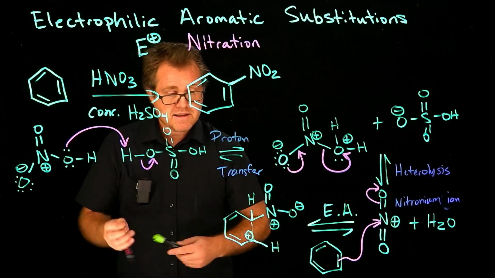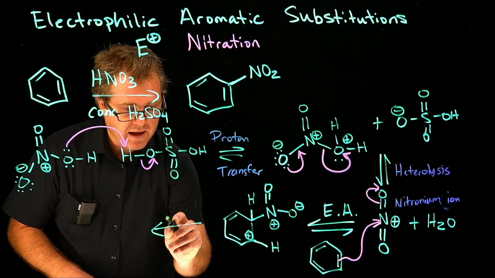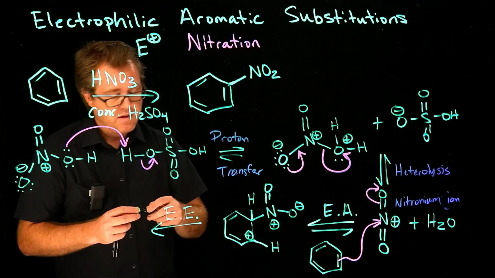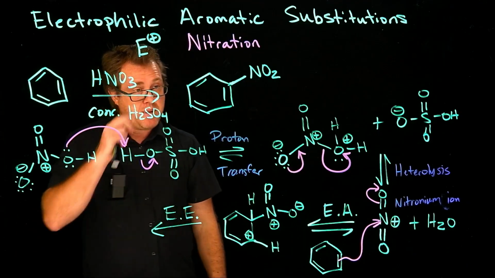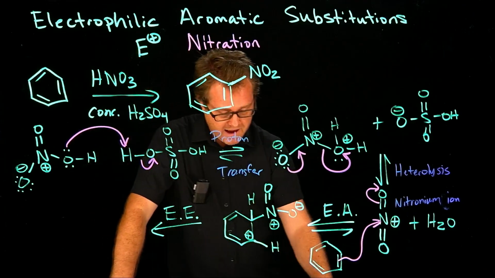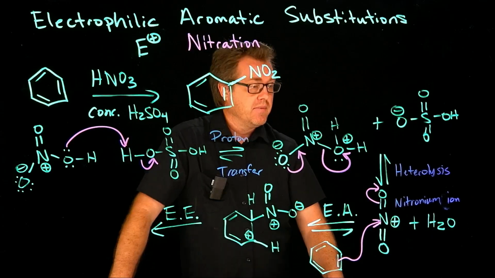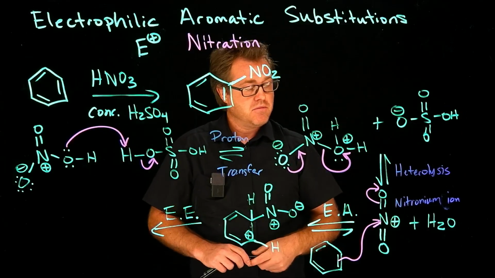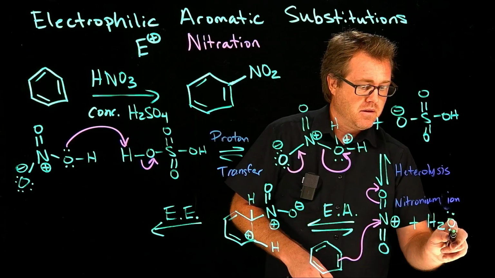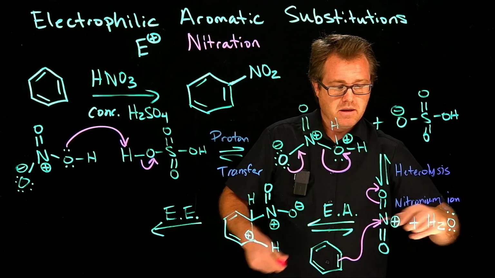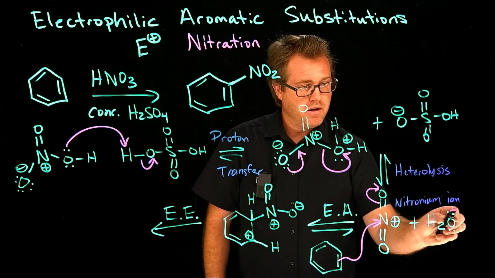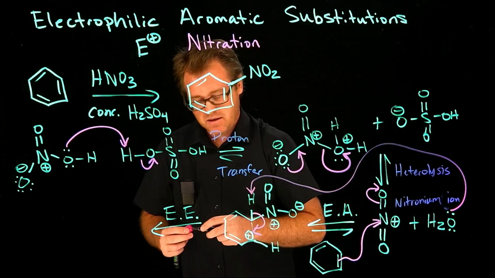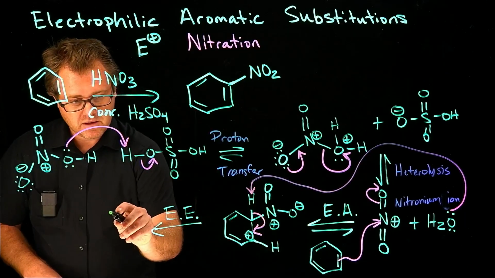And so our next step is going to be an elimination step. How are we going to do that? Well, we need a base. What do we have around that can act as a base? We have water. We have the conjugate base of sulfuric acid. All would work. So let's take the water here and come and restore aromaticity to look like this.